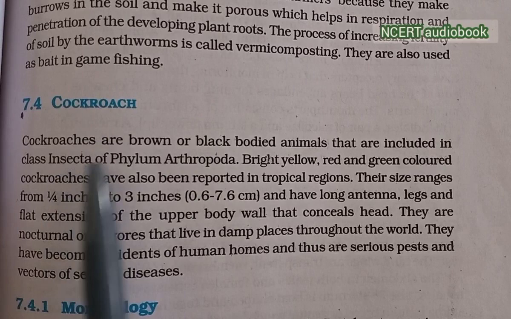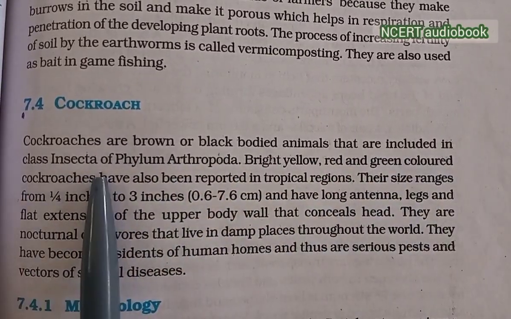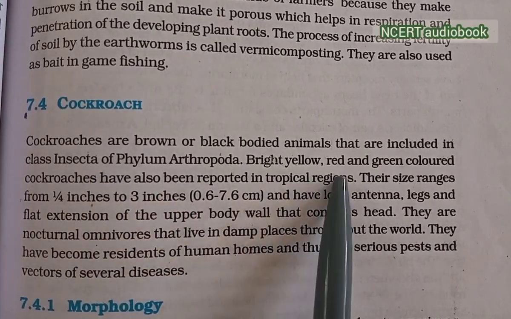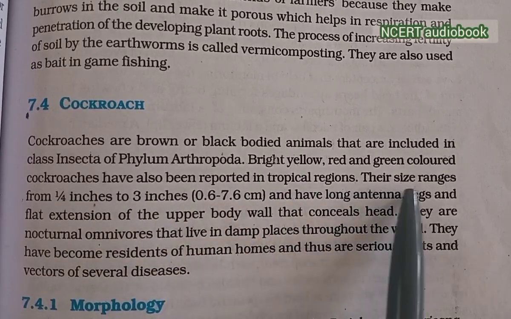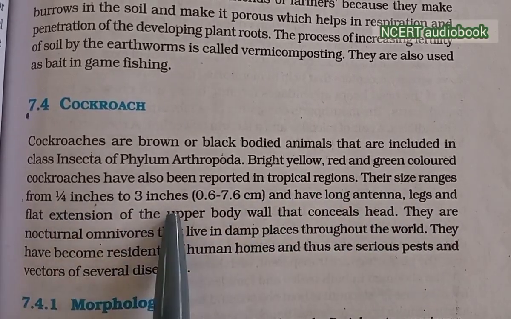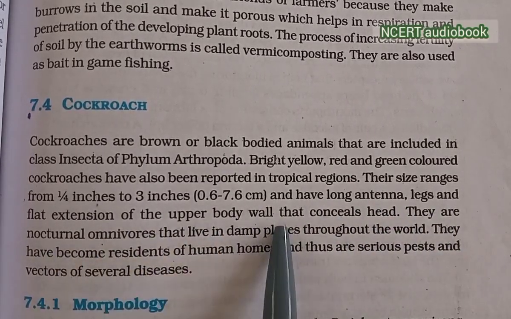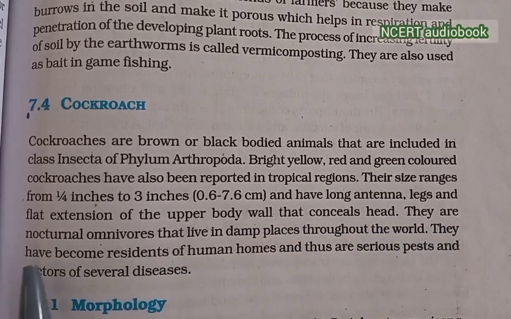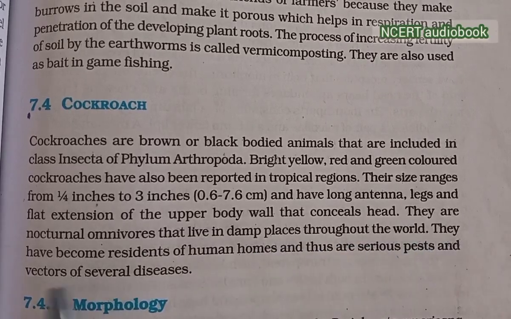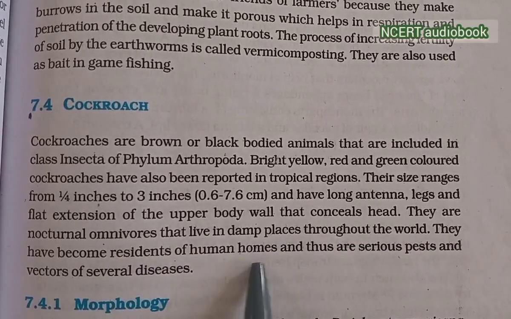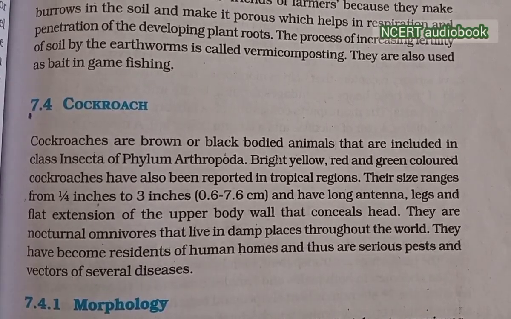Cockroach. Cockroaches are brown and black bodied animals that are included in class Insecta, phylum Arthropoda. Bright yellow and green colored cockroaches have also been reported in tropical regions. Their size ranges from 1/4 inch to 3 inches, and they have long antennae, legs, and a flat extension of the upper body wall that conceals the head. They are nocturnal omnivores that live in damp places throughout the world. They have become residents of human homes and thus are serious pests and vectors of several diseases.